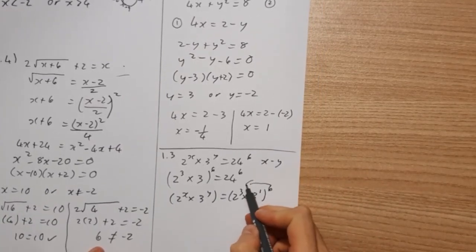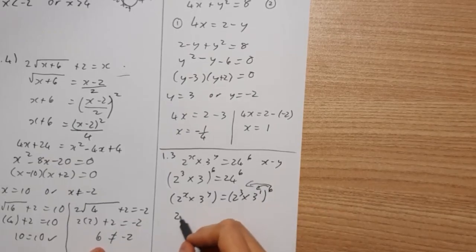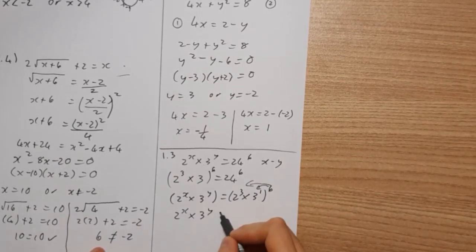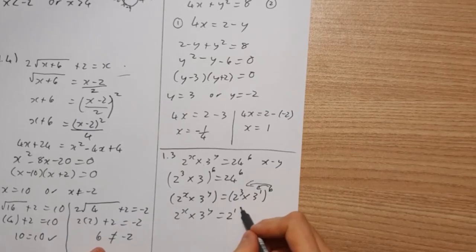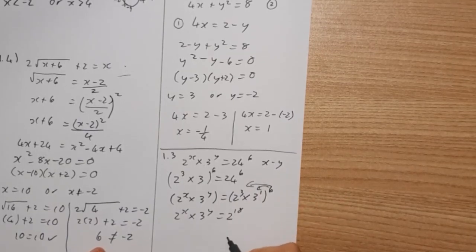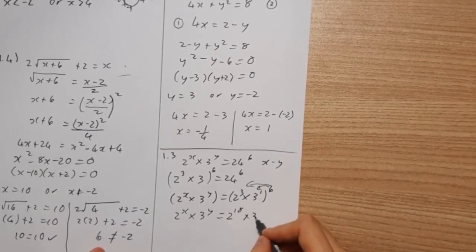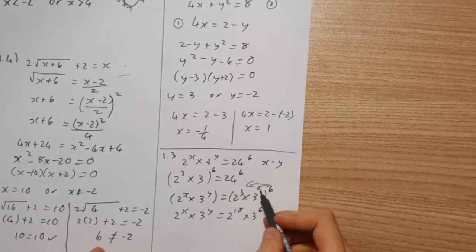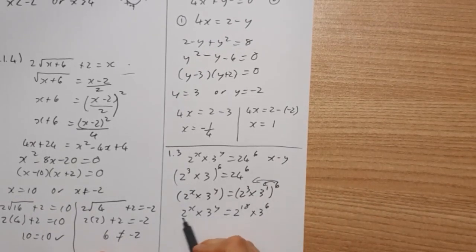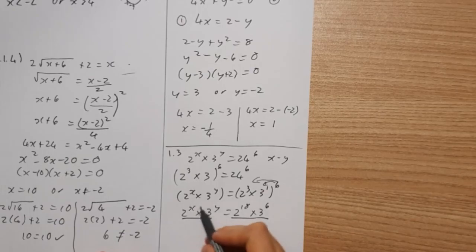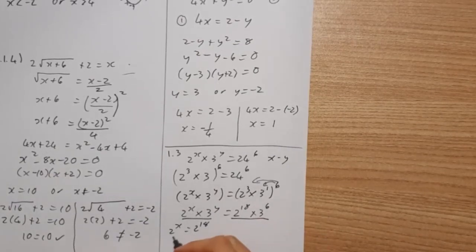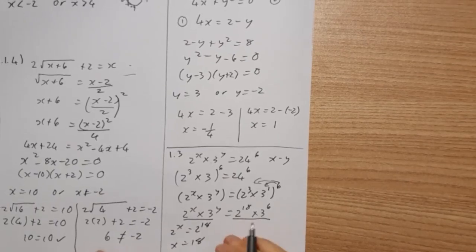So now by our laws we can distribute this in, so I'm going to have 2 to the x multiplied by 3 to the y equals 2 to the 18, because 3 times 6 is 18, multiplied by 3 to the 6. 6 times 1 is 6. Okay, now because the bases are the same, I can sort out the exponent. So I can say that 2 to the x equals 2 to the 18. Why? Because the left hand side has to equal the right hand side. So therefore x equals 18.